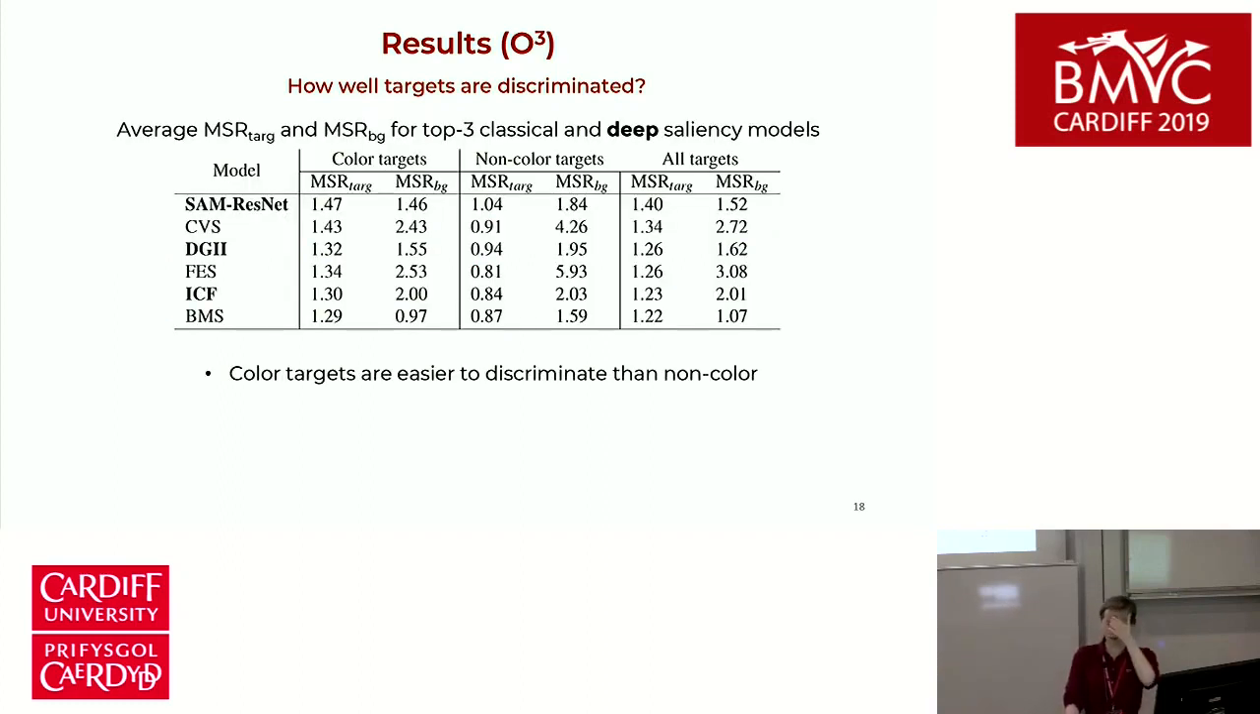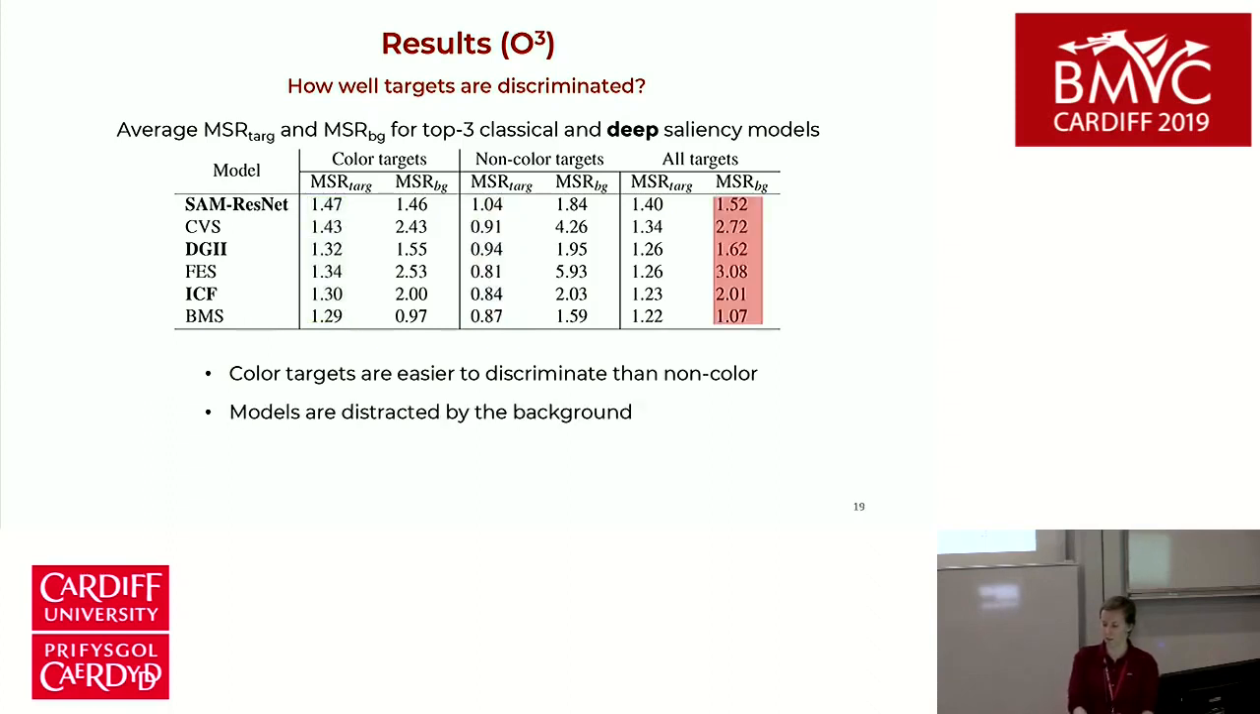So this table shows the results for the top 3 classical and top 3 deep learning saliency models. So deep learning saliency models, again, are shown in bold. And what we can see from this table is that color targets are actually much easier to discriminate than non-color targets. So I highlighted the color targets with green here. You can see that all of the values for MSR target are above 1, which means that they're discriminated. And the values highlighted with red are for the non-color targets, and most of them are below 1. And only 1 is slightly above 1, which means that the targets are not discriminated well.